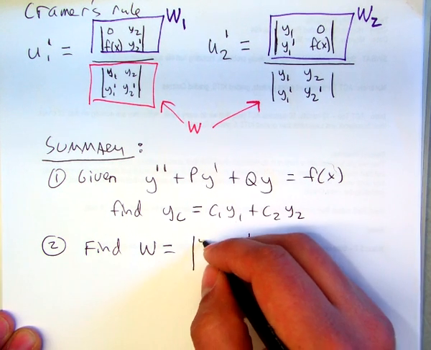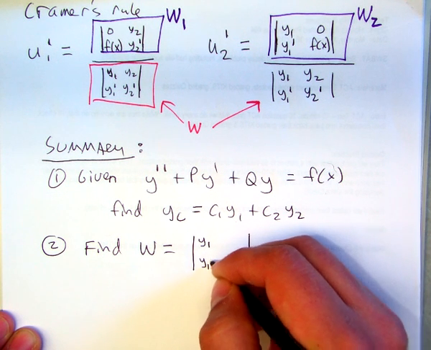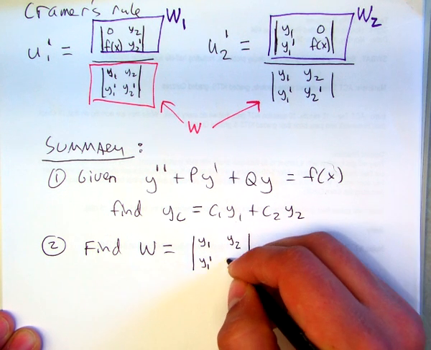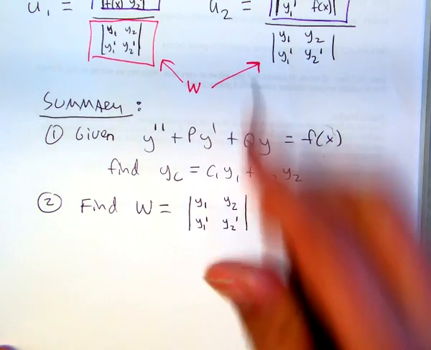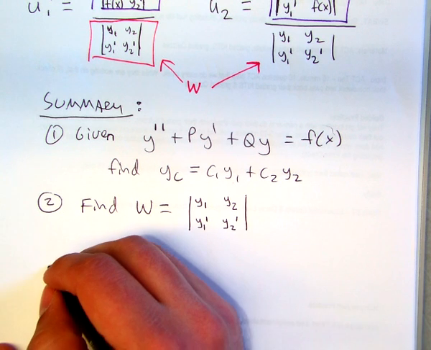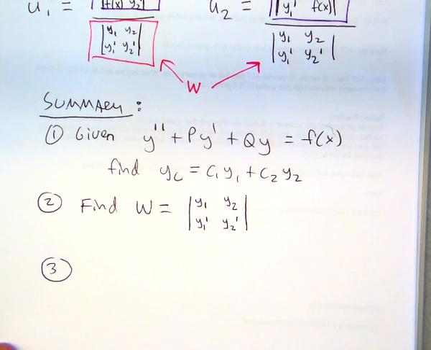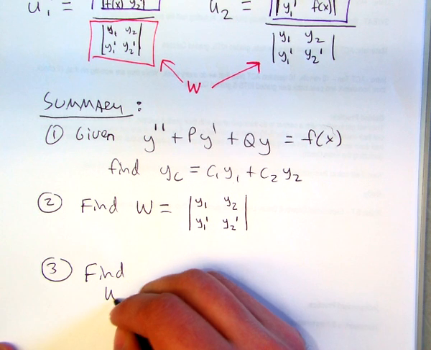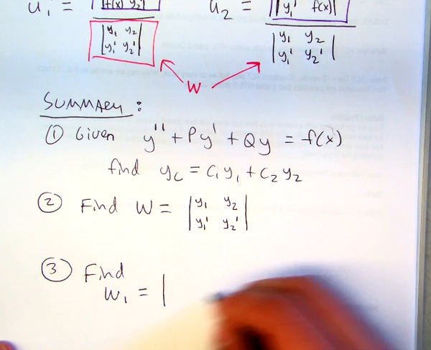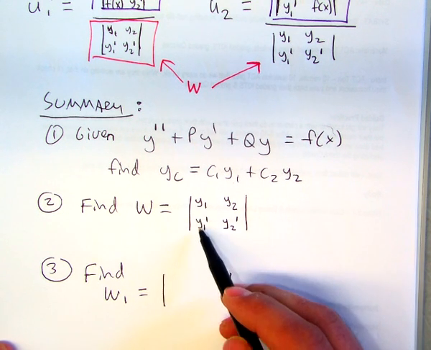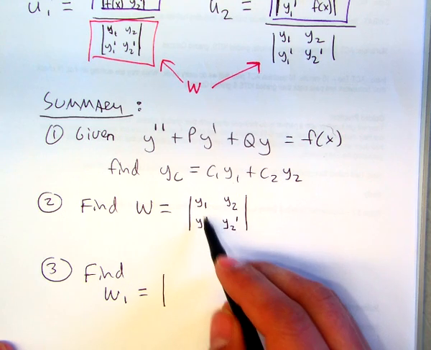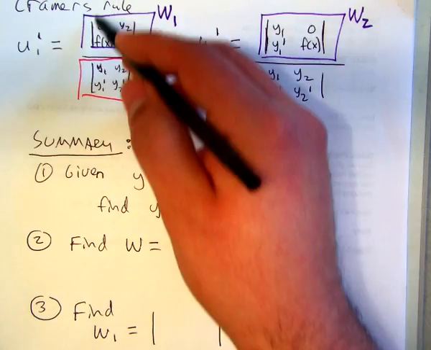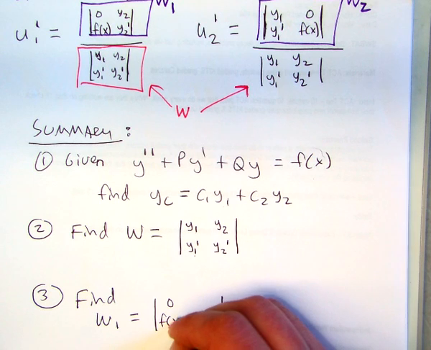Yeah, it's easy to remember. Take the solution, take its derivative. Take the other solution, take its derivative. That's how you fill in the columns. Okay? 3. Find w1, which is replacing this column with what? Instead of y1, y1 prime, we use 0 and f of x. Other column stays the same.